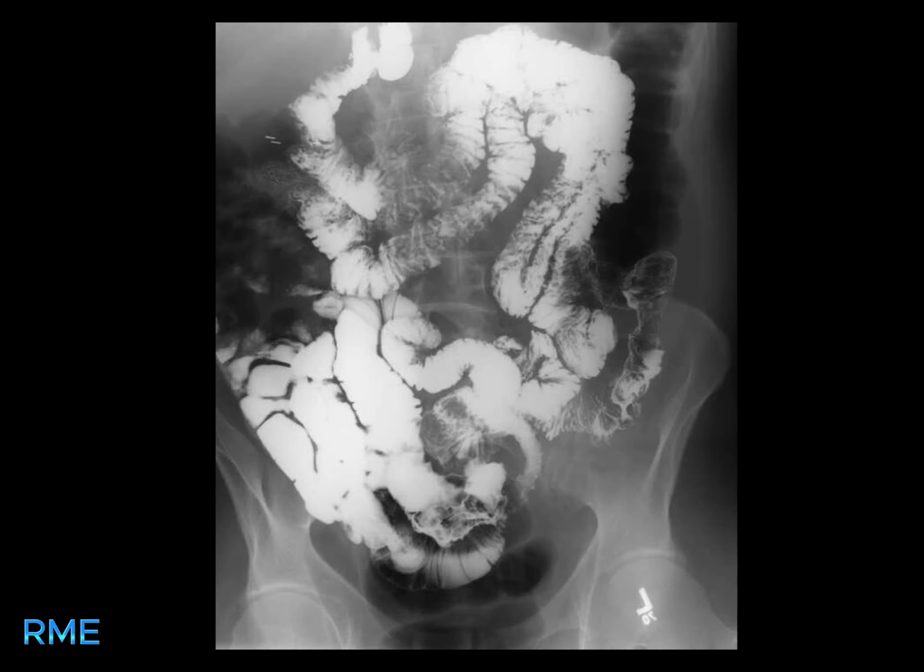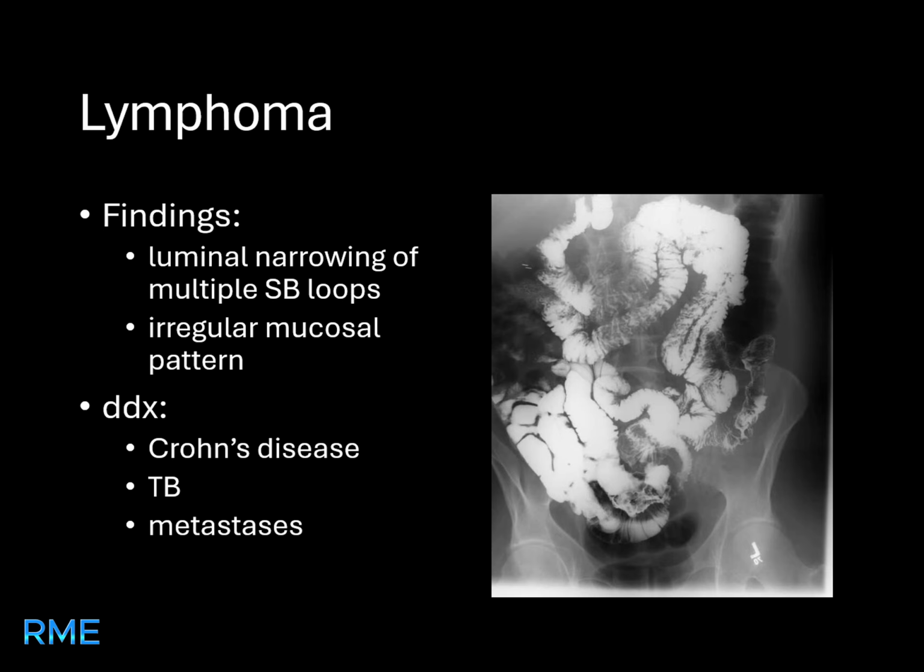What abnormalities do you notice in this image? This image shows luminal narrowing of multiple small bowel loops with an irregular mucosal pattern. These findings suggest lymphoma. The narrowing and irregularity of the mucosa indicate an infiltrative process. Differential diagnoses include Crohn's disease, tuberculosis, and metastases. To further evaluate, a CT enterography can provide more detailed information about the extent of the disease, and a biopsy can confirm the diagnosis. Management typically involves chemotherapy and possible surgical resection, depending on the extent and location of the disease. Let's move to the next case.